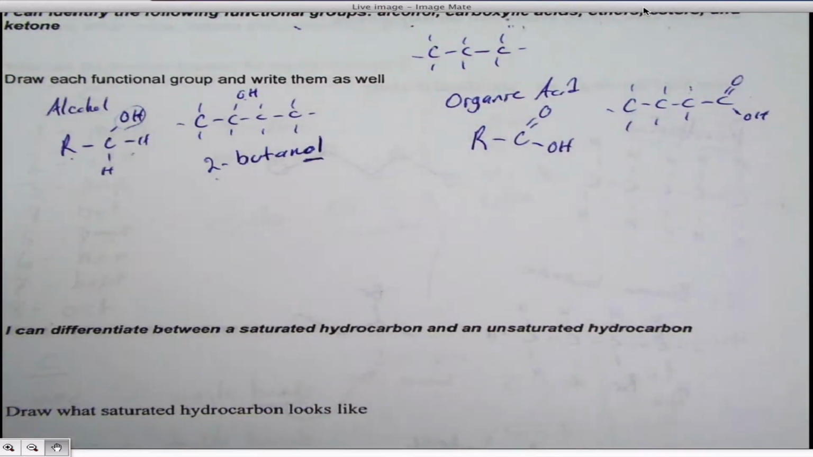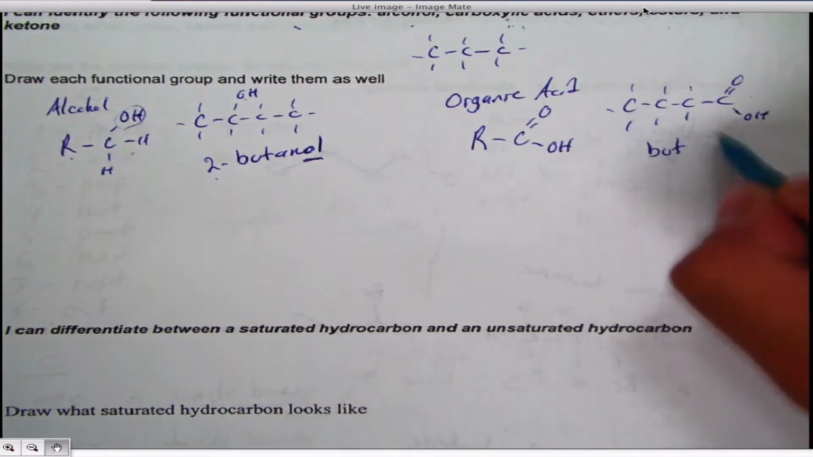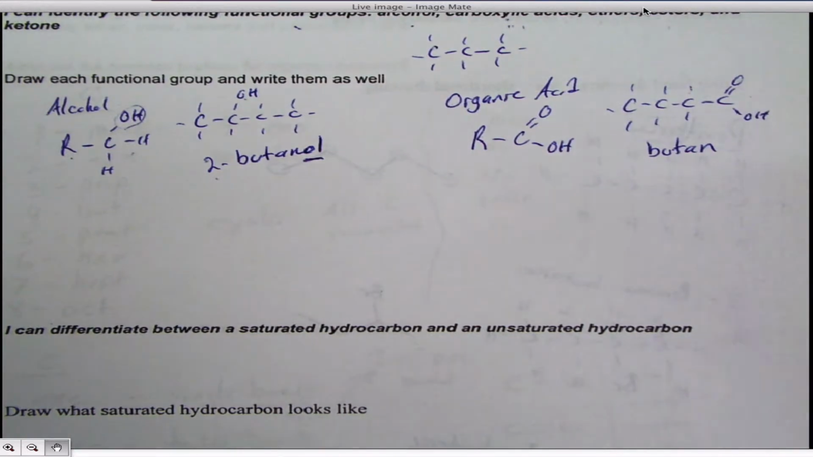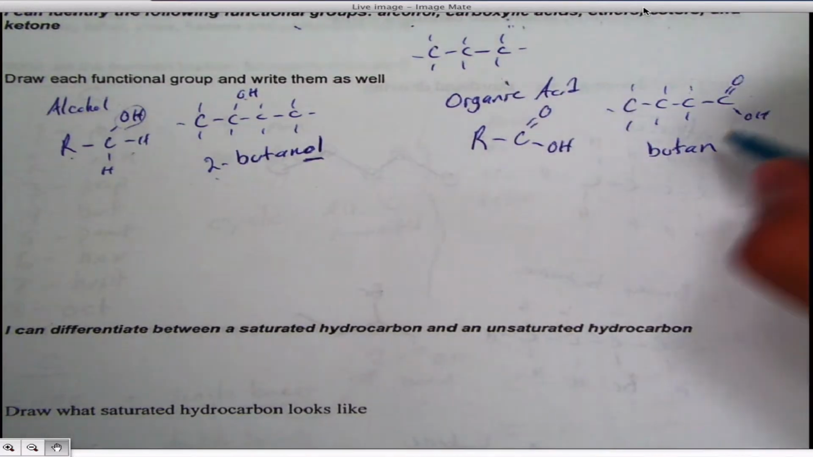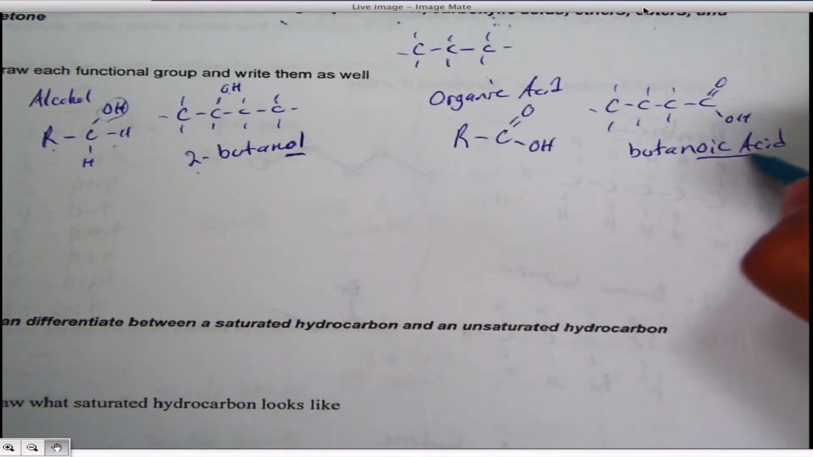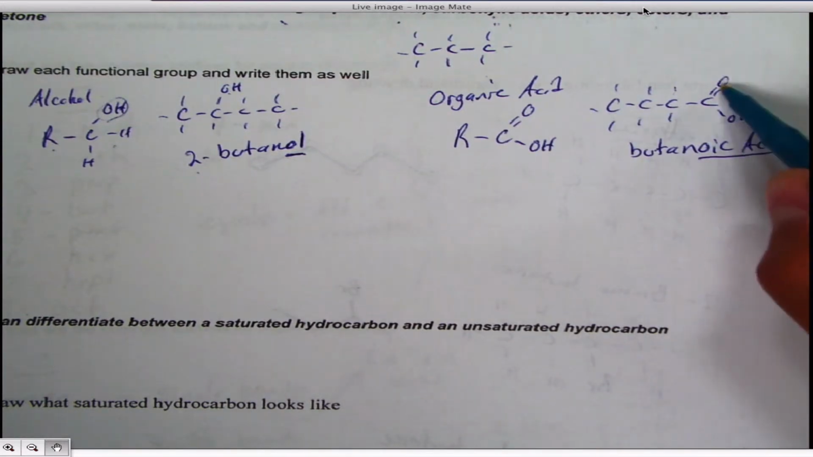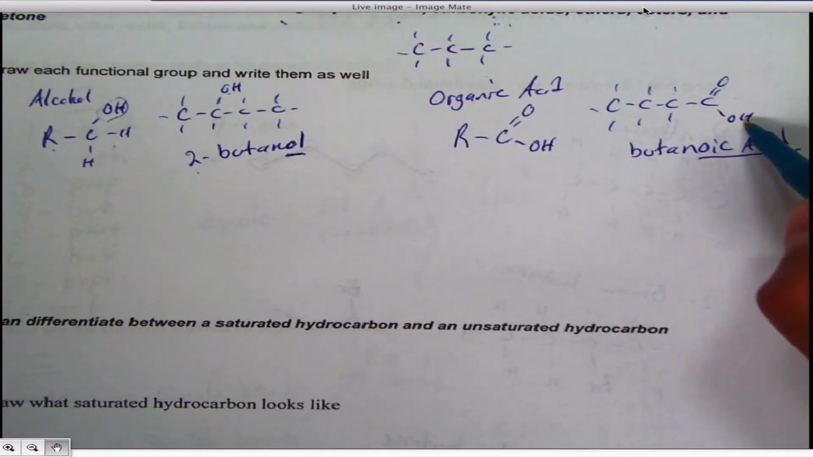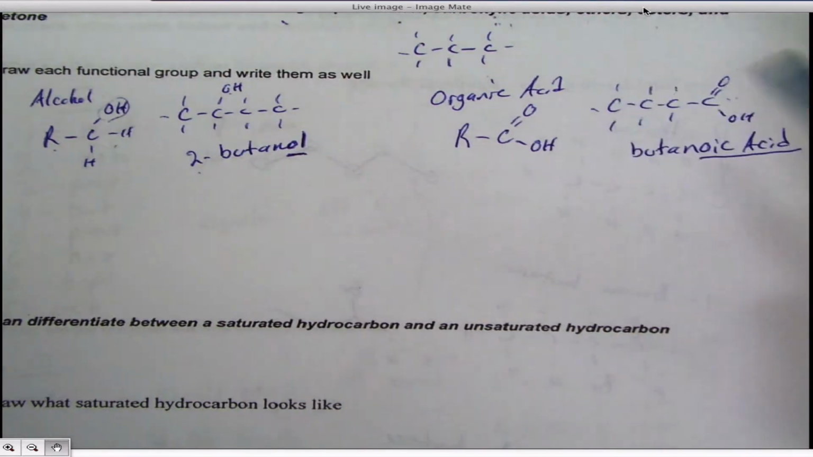Now, here's how we name it. Still have 4, so it's a but. Single bonds, it's an ane. Now, here's a change. Because there's this group right here, this organic acid, carboxylic acid group, what you do is butanoic acid. All right, butanoic acid. The butane, single bonds. Oic acid means you have a double bond to an O and a single bond to an OH group or alcohol group. And it could be on the end or the beginning. Either one, it doesn't matter.